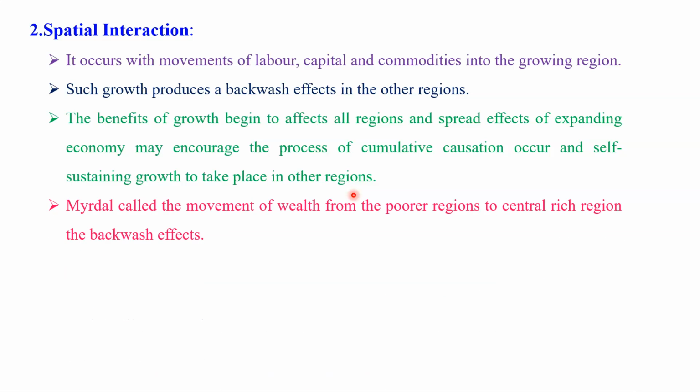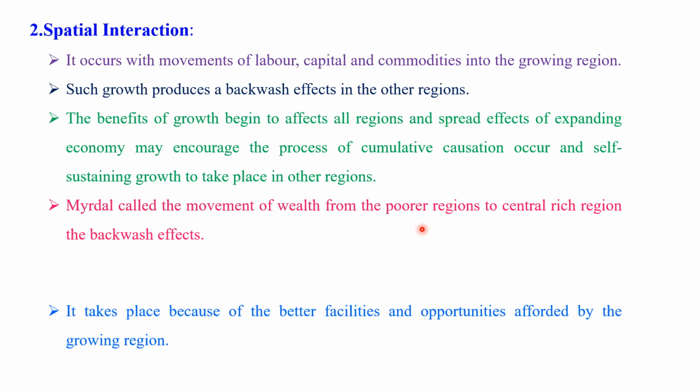This is a very important principle that was discussed by Myrdal in his model. Myrdal called the movement of wealth from the poor region to the central rich region the backwash effect. Dear student, I just mentioned that there is a continuous movement of the wealth, movement of the capital, movement of the labor from the poorer region, I just mentioned the example of the agriculture region, that's the B region, toward the A region, that's the flourished region, where the economic activities are flourished on a large scale. So this was mentioned by Myrdal in his model.